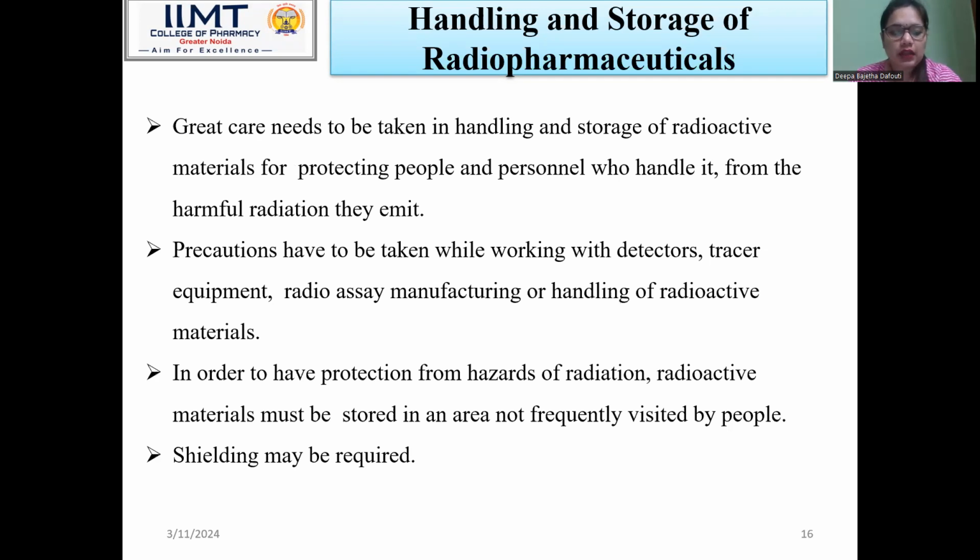Precautions have to be taken while working with detectors, tracer equipment, radioassay, manufacturing or handling of radioactive materials. In order to have protection from hazards of radiation, radioactive materials must be stored in an area not frequently visited by people. Shielding may be required during using or handling of radiopharmaceuticals.